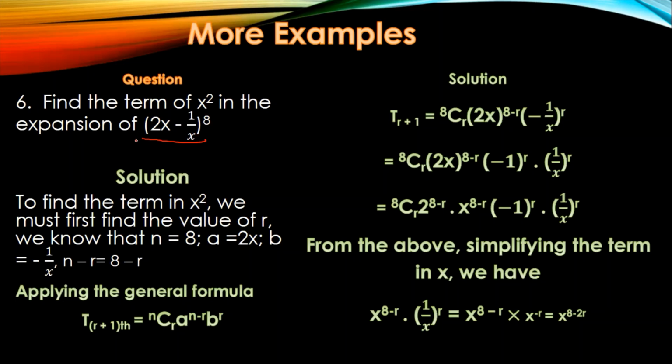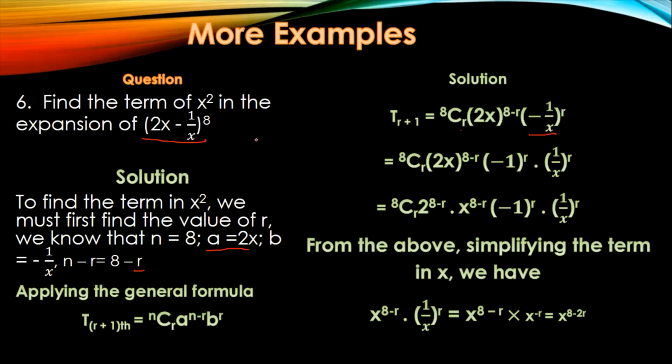Now what do we know from the question? We know that n is equal to 8. And we also know that a, which is our first value, is equal to 2x, and b is equal to minus 1 over x. And n minus r will be 8 minus r, because we don't know the value of r. Now applying our general formula in solving this question. So we have 8 combination r, then 2x raised to the power of 8 minus r, into bracket minus 1 over x raised to the power of r.